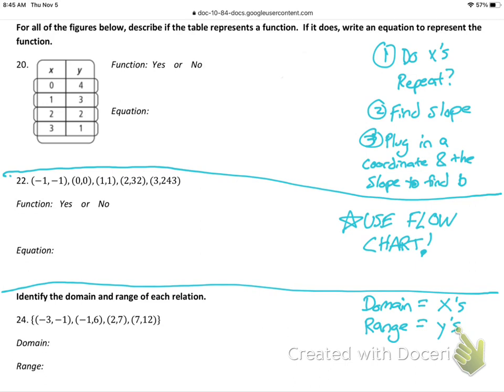functions. So 20. If you're given a table like this, and it asks, is it a function? You look at the x's. Do any of those repeat? If none of them repeat, then yes, it is a function, and you can keep going.